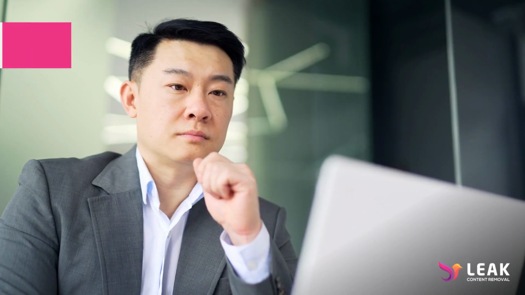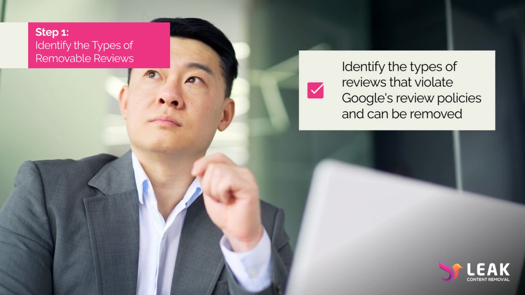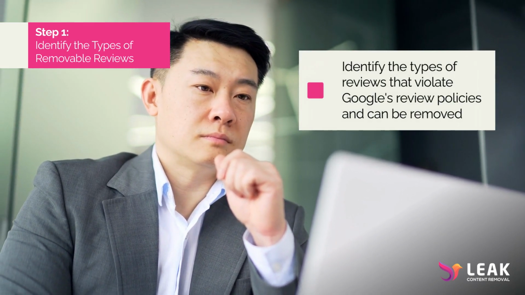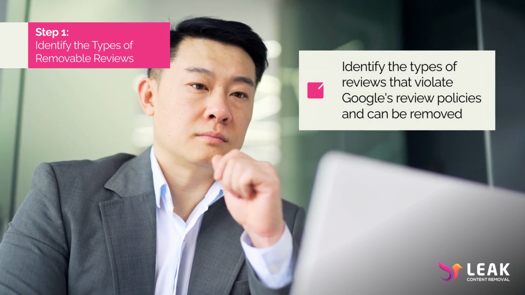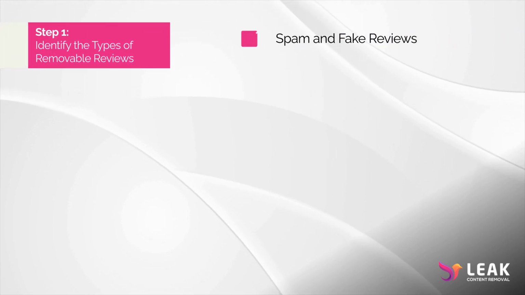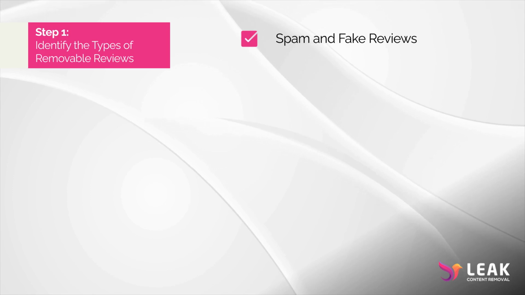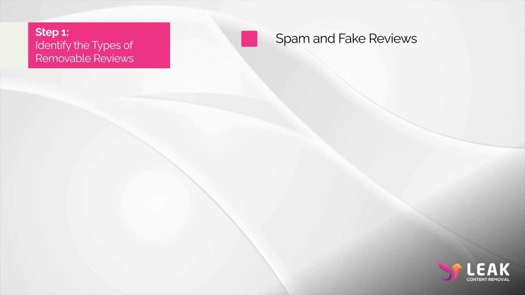First, it's important to identify the types of reviews that violate Google's review policies and can be removed. Let's take a closer look at each type. Spam and fake reviews. Spam and fake reviews are those that are clearly not genuine, often posted by bots or competitors trying to harm your reputation.